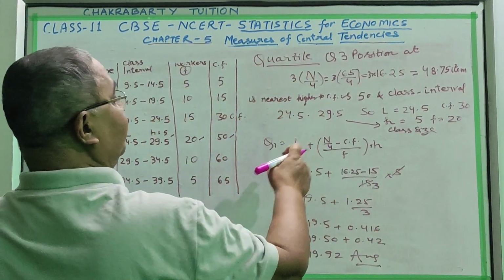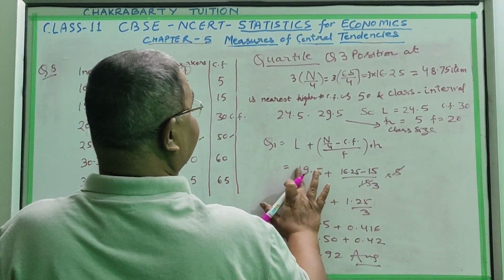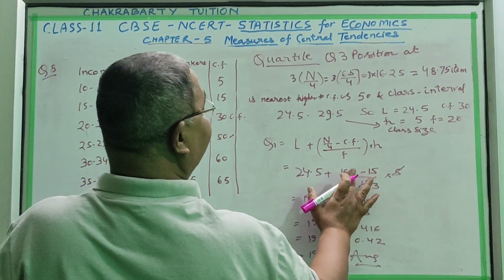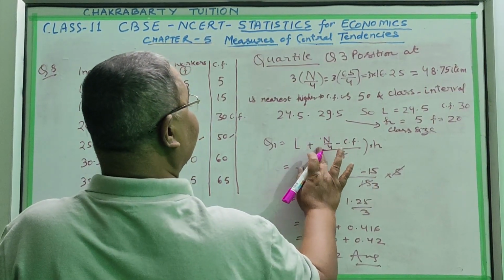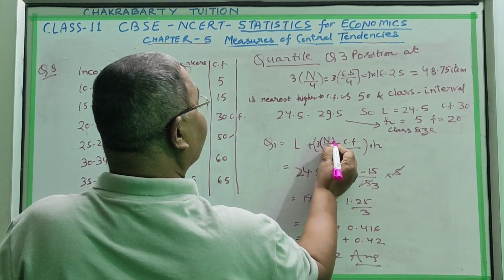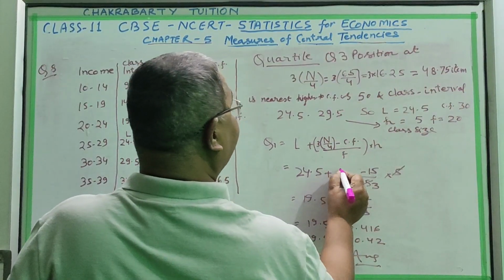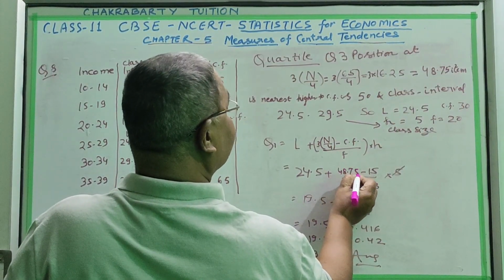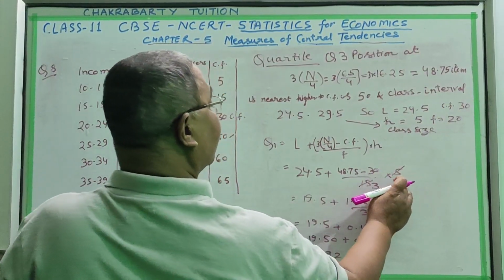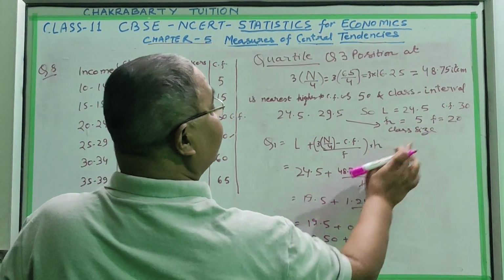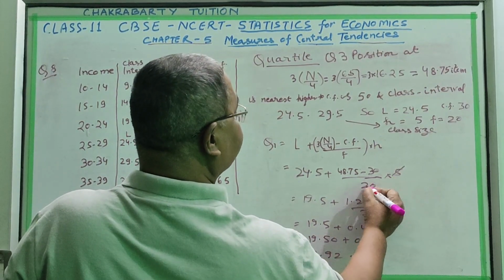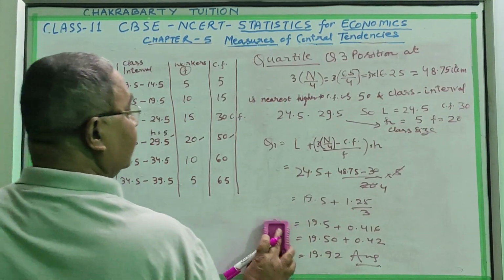Okay, now we will fill it in. So L is now 24.5, and here you have to use 3 into n upon 4, which you have calculated as 48.75. Okay, and CF is now 30. Of course 5 will be here, and the frequency is now 20. So 20, if you cut it, will be 4. Okay.